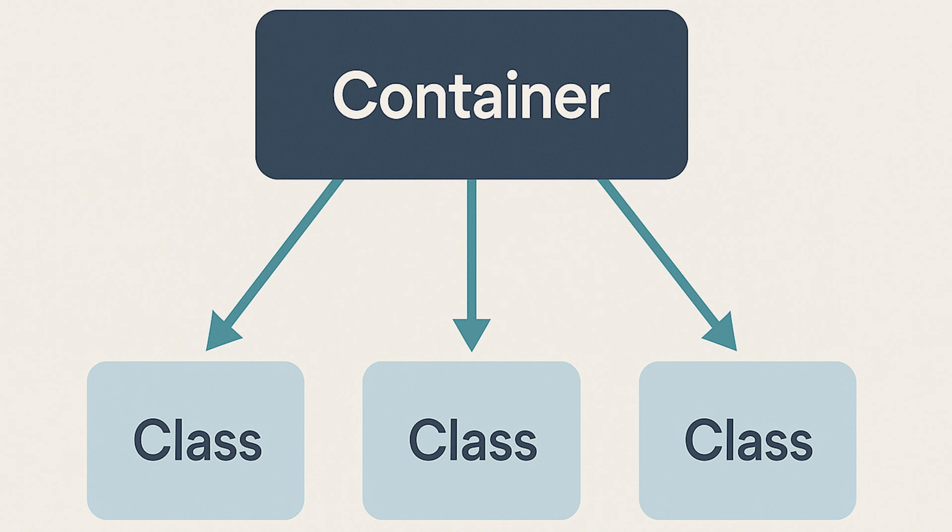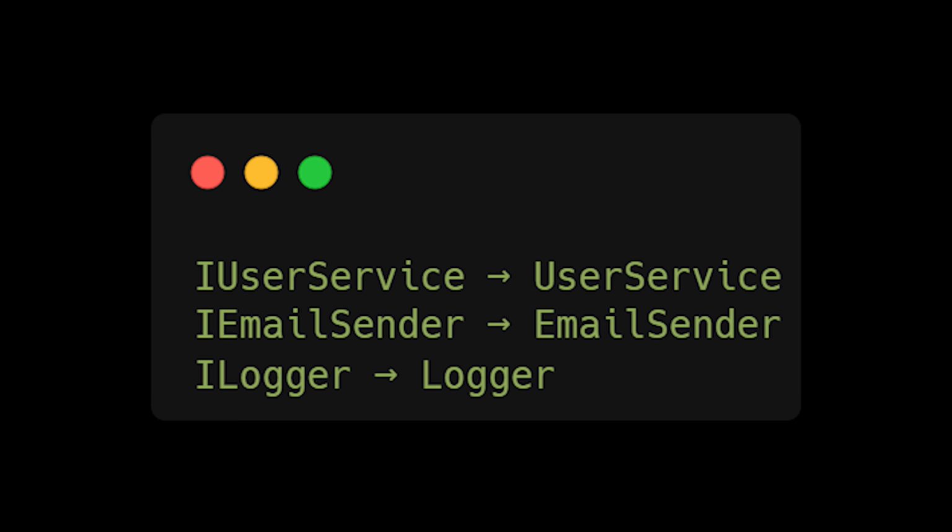What DI actually does. Dependency injection isn't magic, it's a pattern. It means your classes don't create their own dependencies. Instead, they ask for them. The framework takes care of constructing, wiring, and managing their lifetime. Imagine walking into a restaurant. Instead of cooking your own meal, you just order. The system, meaning the kitchen, knows how to prepare it and hand it to you. That's what dependency injection does for your classes.